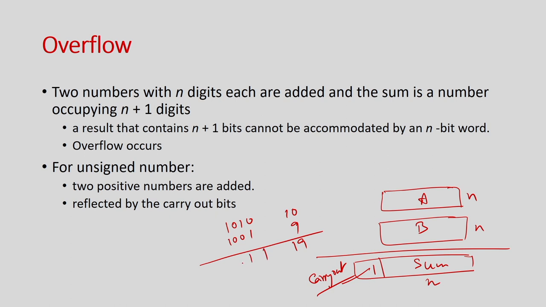So 11001, right? This is actually 19. To represent 19, you need 5 bits, but your sum is 4 bits. So this is your carry out. Whenever there is a carry out, either you consider this as part of the result of the sum, or you say there is an overflow. So for unsigned numbers there is no problem.